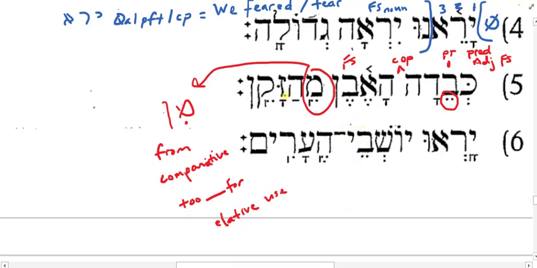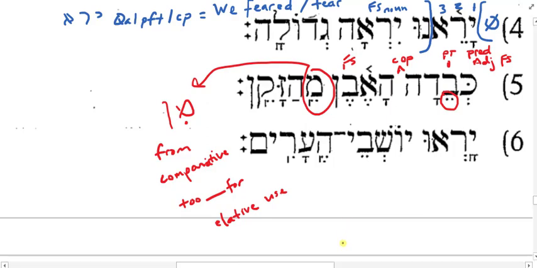Does that answer the difficulties you were having there for number 5? Yes. Okay, good. By the way, why is min pointed this way with the sere? Because normally the noon would assimilate, and it would be a hireq and a doubling dot. But the heh rejects the doubling dot because it's what? It's a guttural. And so when it rejects the doubling dot, the hireq compensatorily lengthens to a long I-class vowel, which is sere.